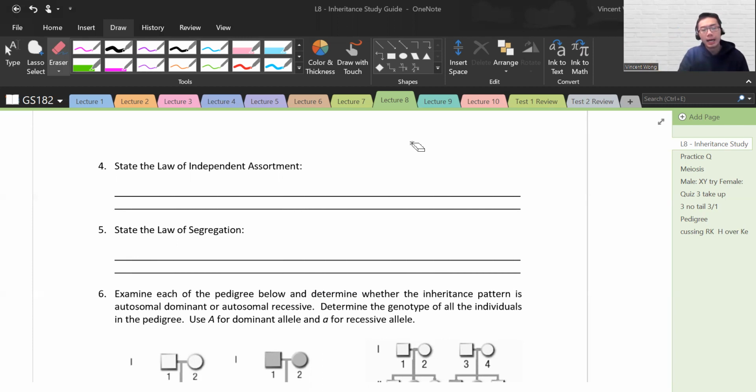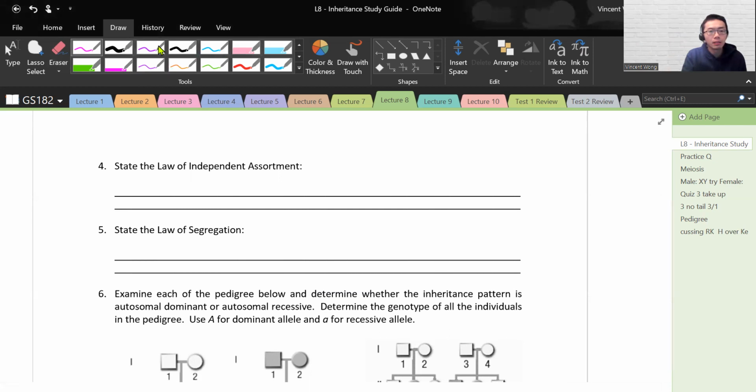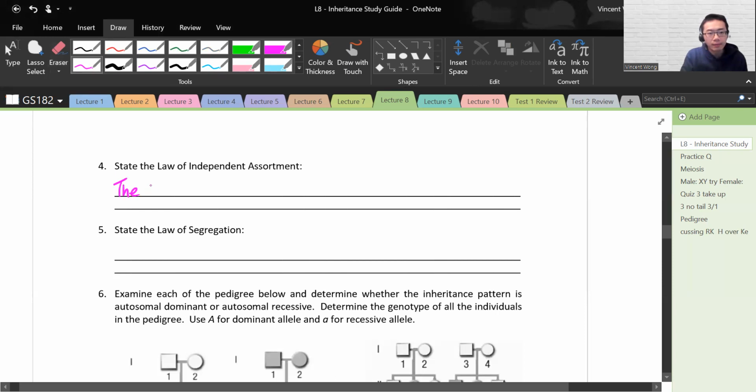Okay, so basically, on those chromosomes, you have a bunch of genes, right? These genes code for proteins, of course, and so the law of independent assortment basically states that the sorting of genes into gametes are independent events. Okay.